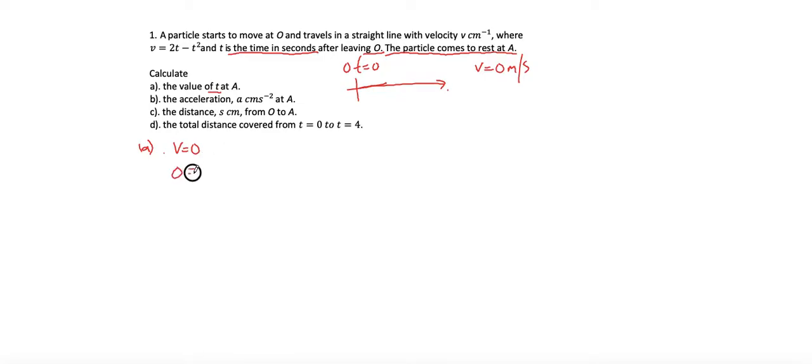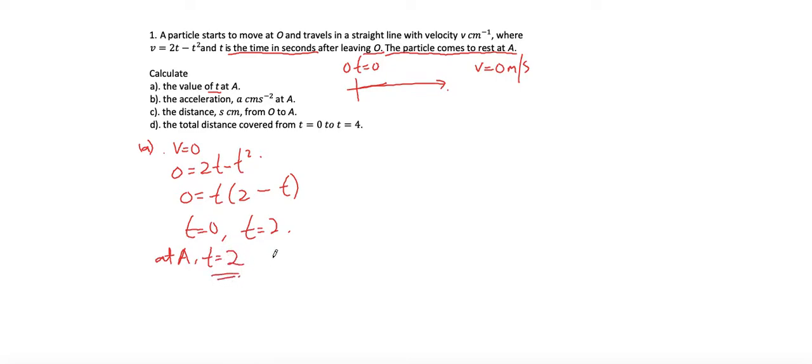So 0 = 2t - t². If I factorize t, what's left is 2 - t. So t = 0 and t = 2. So at A, t = 2, and also t = 0. So basically twice. Next, part B.